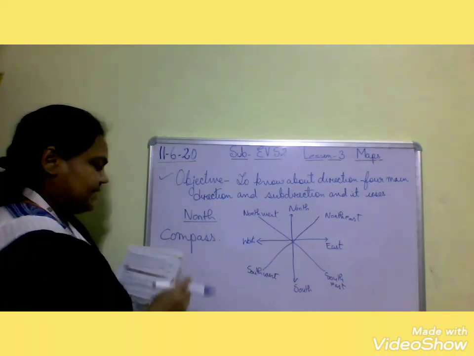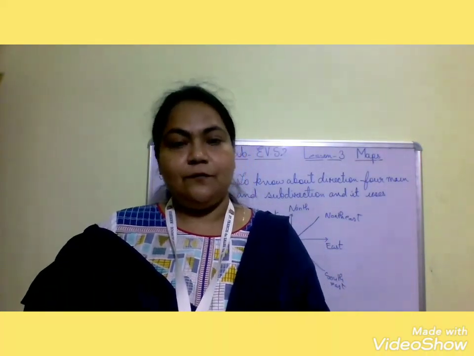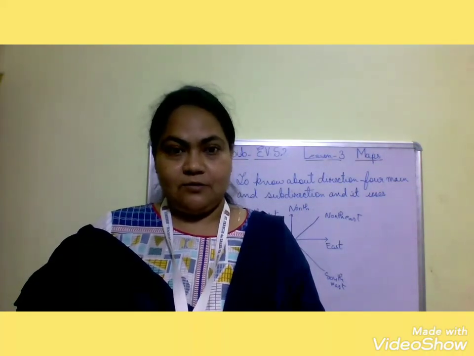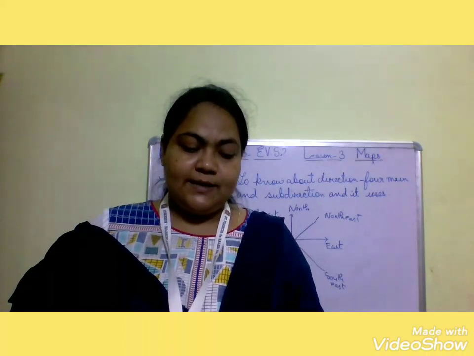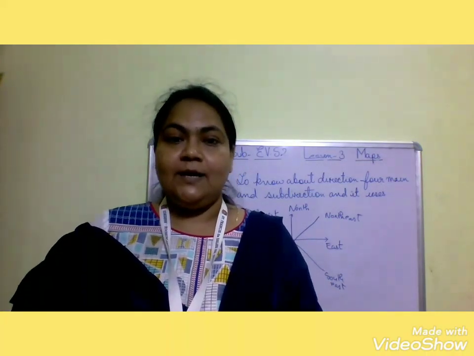C-O-M-P-A-S-S, compass. And what is a compass? A compass is an instrument which shows the 4 directions. Okay. What is a compass? A compass is an instrument used to show 4 main directions.